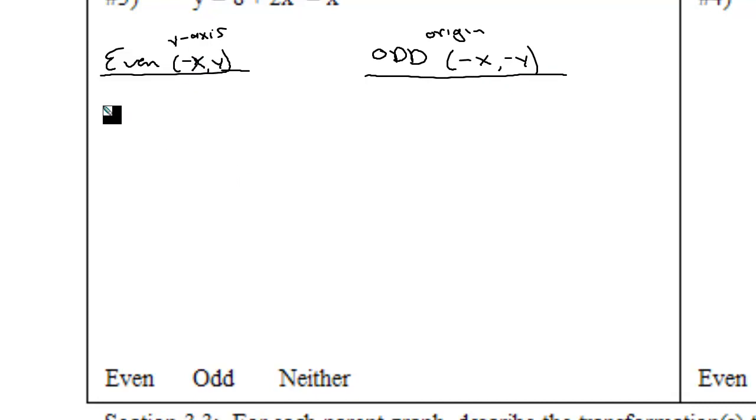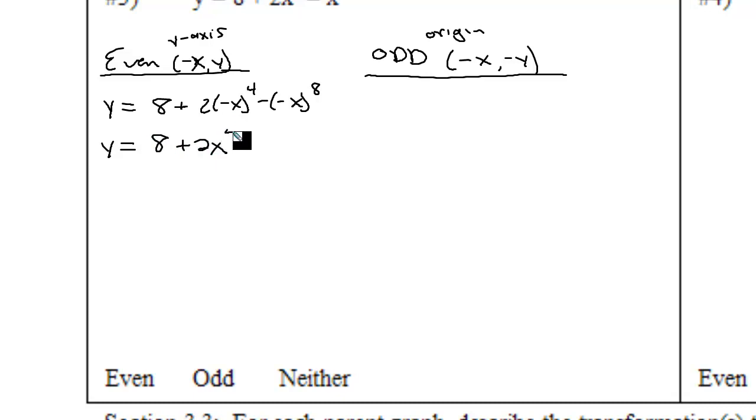So, to see if it's even, take your function. Every place you see an x, replace it with a negative x. Every place you see a y, leave it as y. When you substitute, you are supposed to use parentheses. Simplify this. A negative x to the fourth is going to be a positive x to the fourth. A plus 2 times a positive x to the fourth is a plus 2x to the fourth.